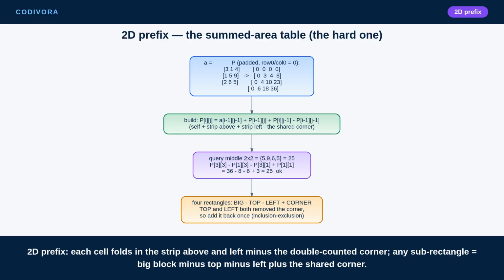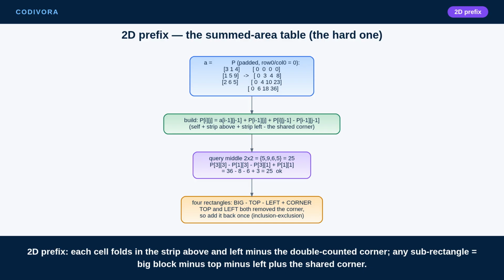The hard one. Prefix sums in 2 dimensions, also called the summed area table. Pad the grid with a 0 row and column. Then each cell is itself, plus the strip above, plus the strip to the left, minus the corner both strips counted. To read any rectangle, take the big block up to the far corner, subtract the slab on top, subtract the slab on the left, then add the top left corner back once because you just removed it twice.